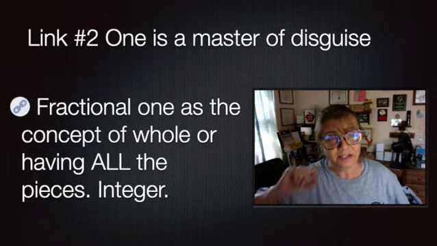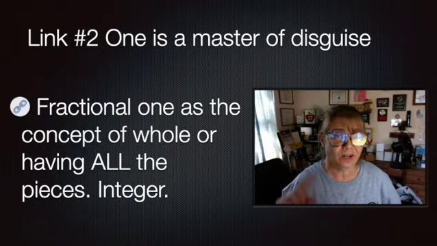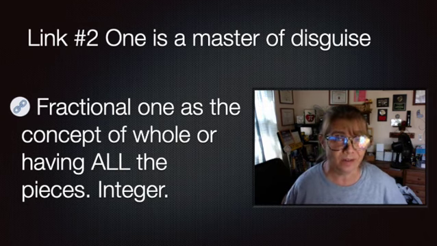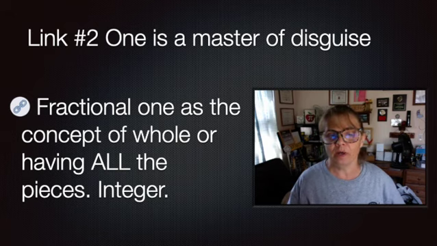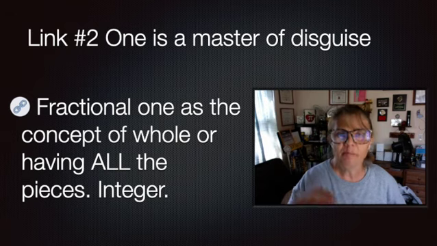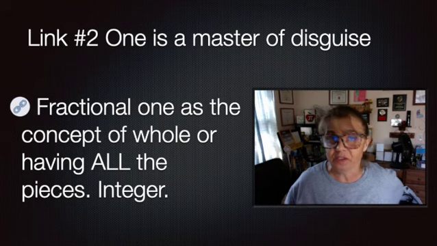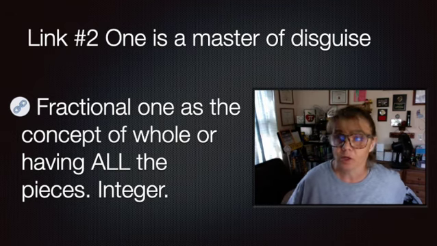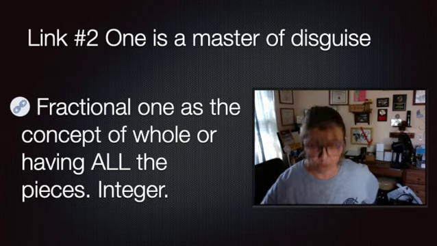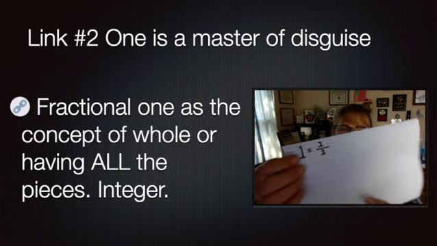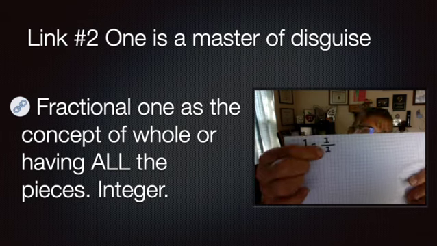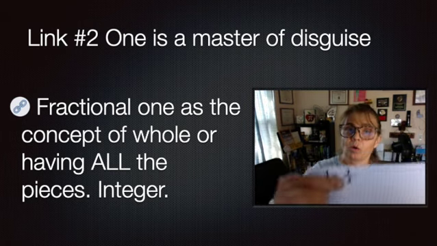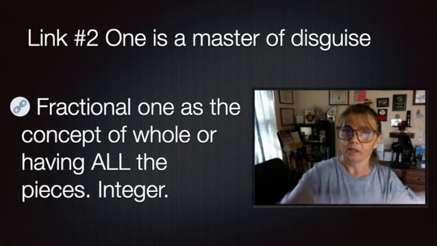This next idea of 1 as the master of disguise is the first disguise that 1 takes. And that's the understanding that a fractional 1, as the concept of whole, means you have all of the pieces. So you have an integer written as a fraction, a rational number. For instance, 1 is one piece you have, and it takes 1 to make the whole. 1 out of 1 is 1.